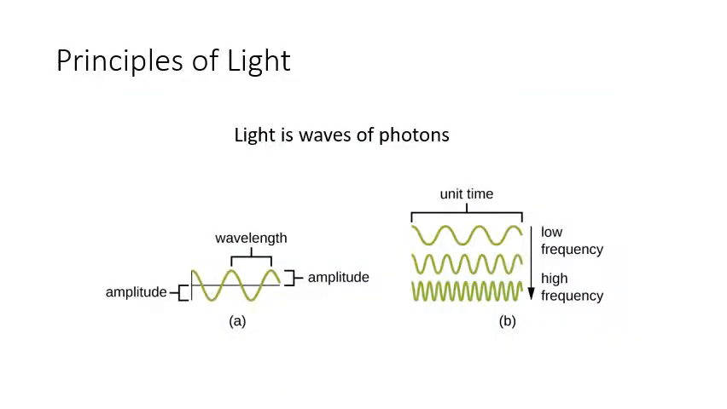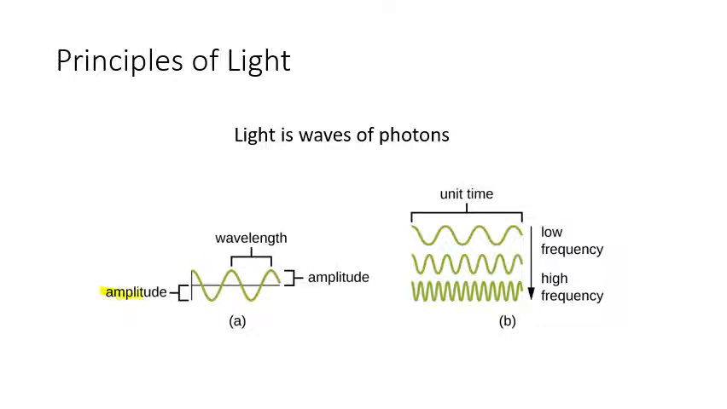All right, so to understand how microscopes work, we need to know a little bit about light. So just briefly, light is made of waves of photons. So photons are tiny little packets, little particles of light. And those particles move in a wave. And there are a few terms that you should understand that we associate with those waves.